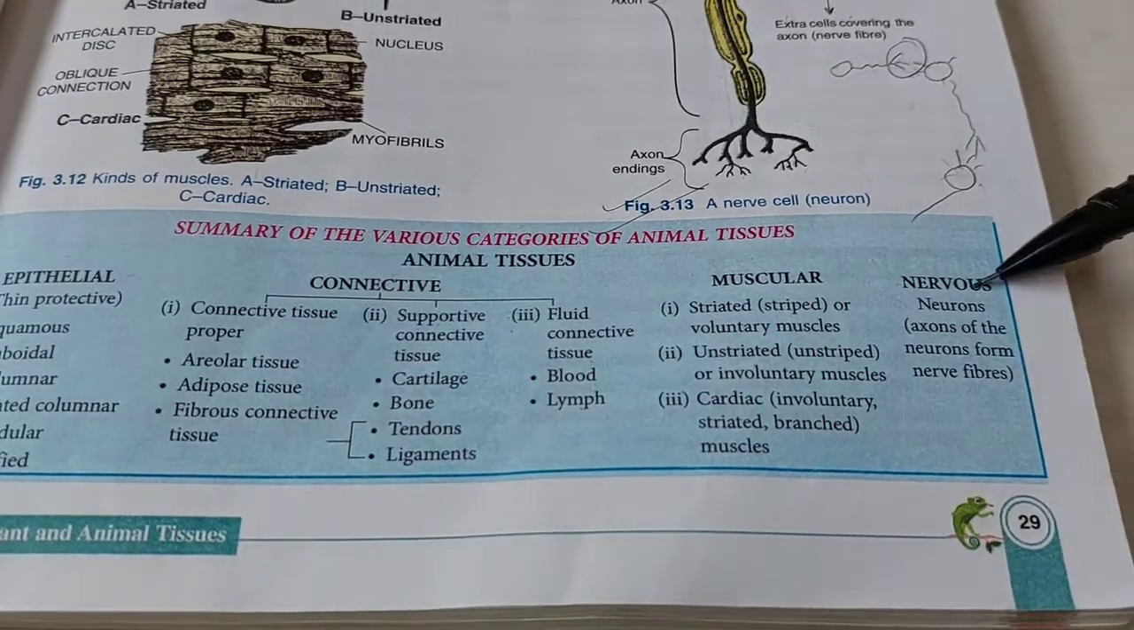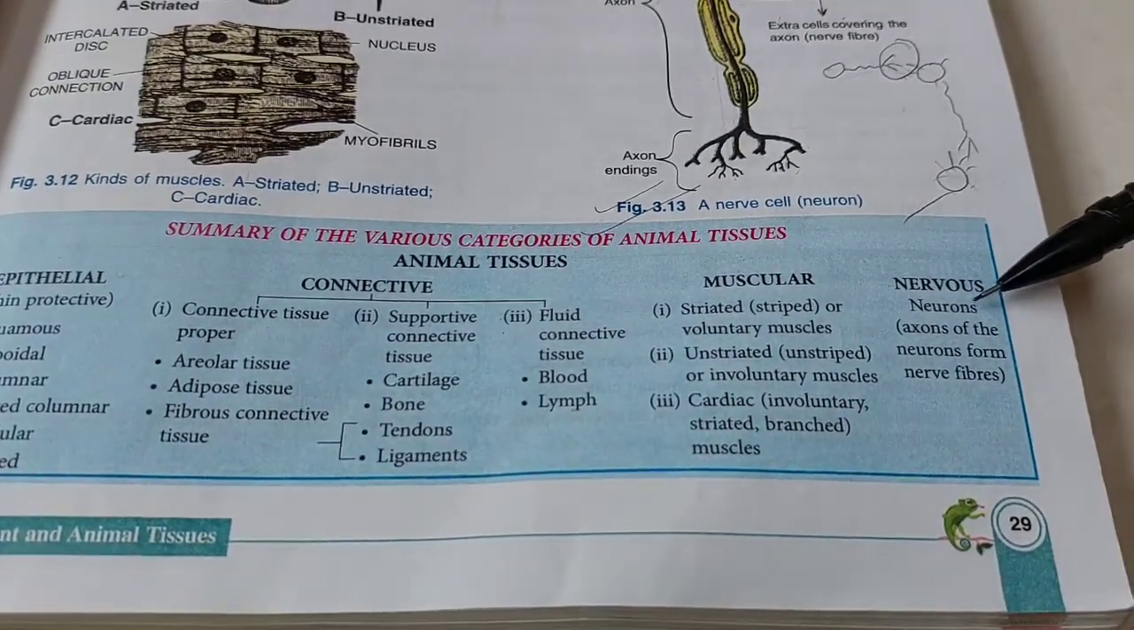Nervous tissue is made up of neurons. That is a cell of a nerve.